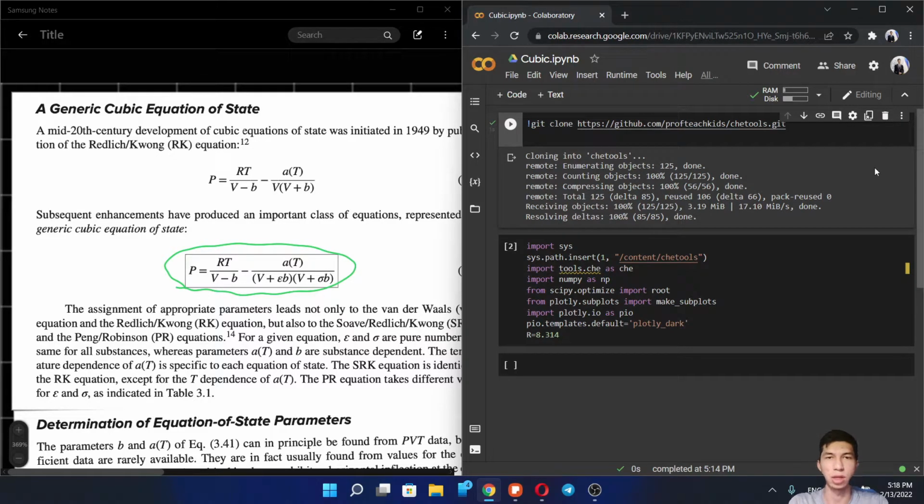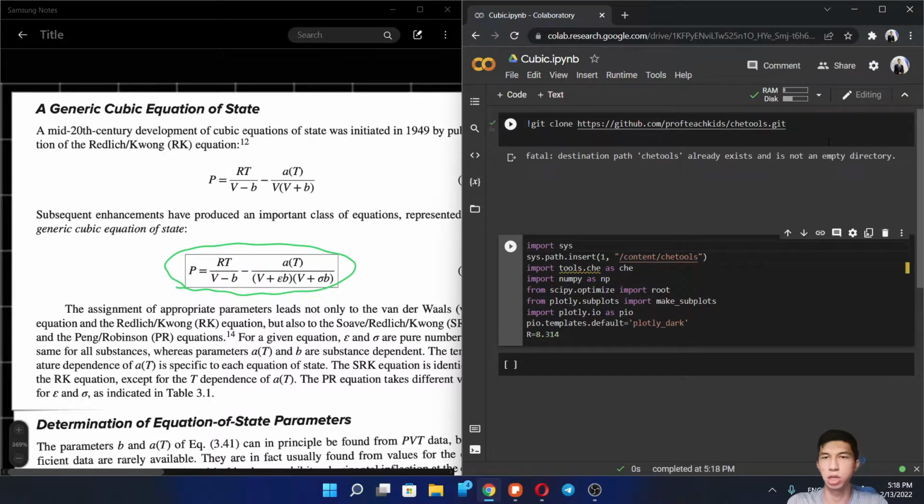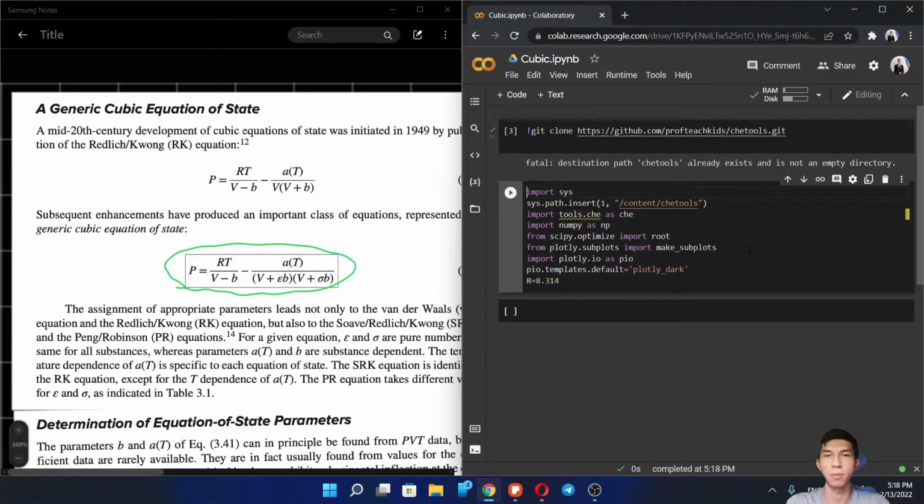Hello everyone, so today in this video we will be looking to calculate and plot the pressure volume isotherms of water using the Soave-Redlich-Kwong method. So to deal with these problems, we first open our Colaboratory and import all the tools that we usually need to solve such kind of problems. So we need the CHE tools and NumPy, SciPy optimize and Plotly to graph our plot. So we import that.